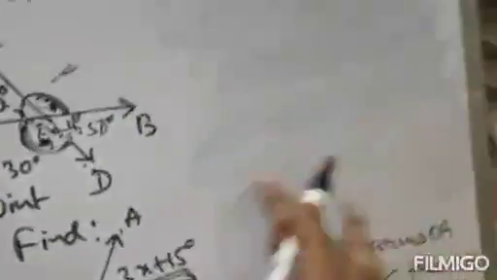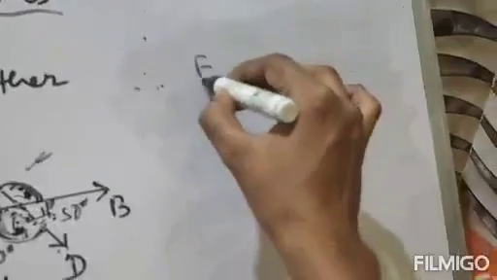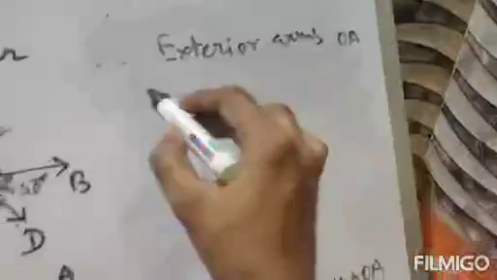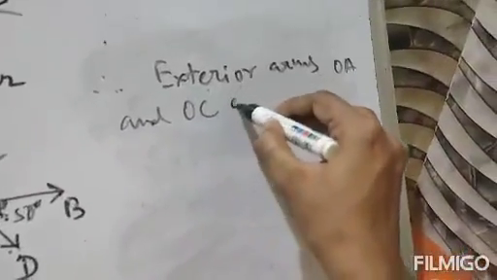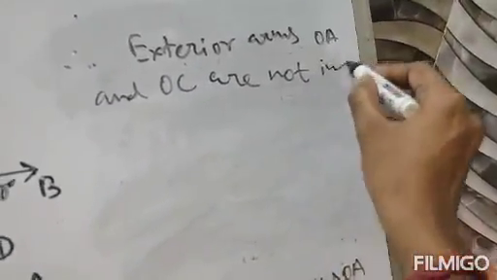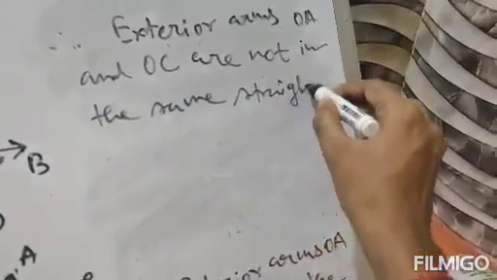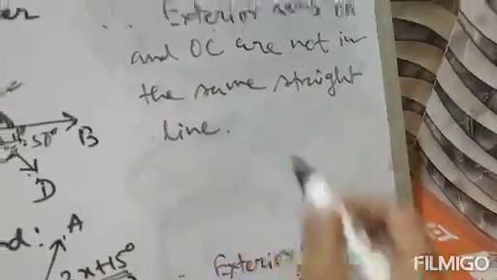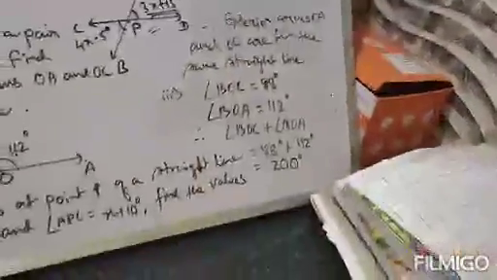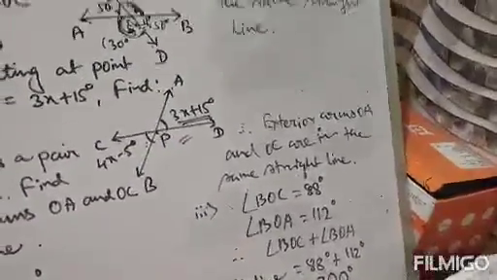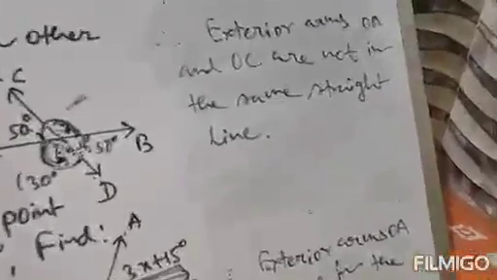So your answer will be, I'm going to erase the first portion. So just write answer. Therefore exterior arms OA and OC are not in the same straight line. Exterior arms OA and OC are not in the same straight line, because the sum is 200 degree. It is not 180 degree. If it would have been 180 degree, only then the two arms would have been in a straight line. Clear? So it is not in a straight line.